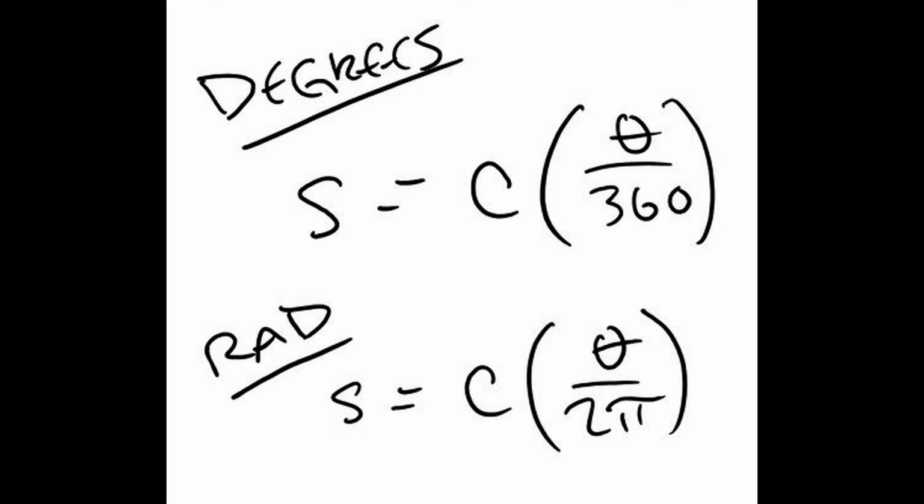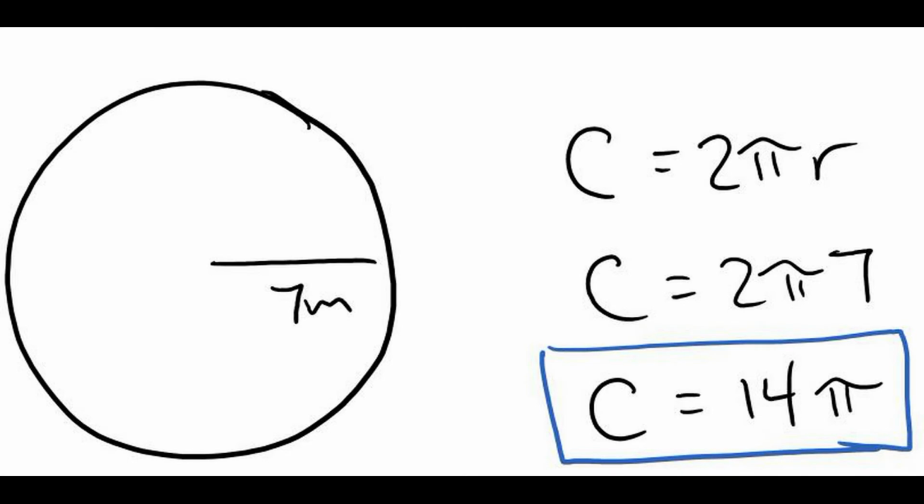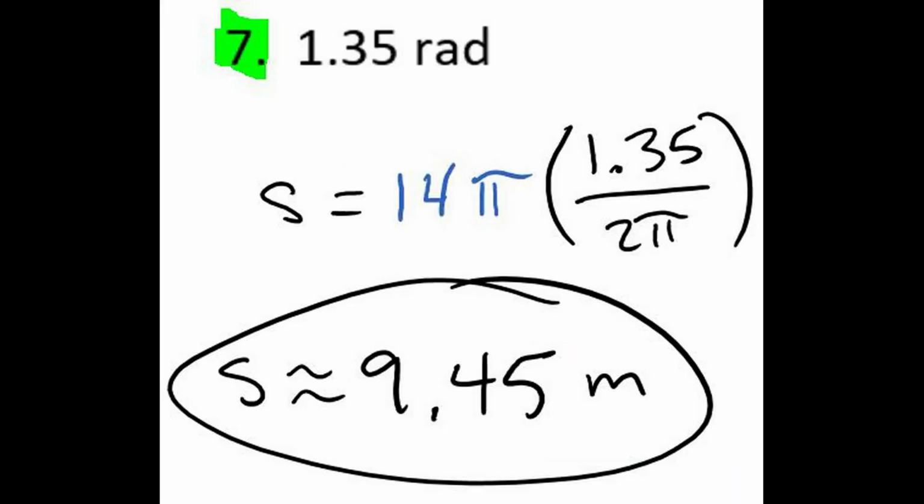Okay, so we're still going to find the circumference. We're going to plug it into this formula for the arc length. So let's look at number 7. They said, find the arc length if the central angle is 1.35 radians. So first thing I did was I found the total circumference for this circle that they're using for 7, 8, and 9, by plugging 7 in for the radius, doubling it, and then multiplying it by pi, you get 14 pi. Now that 14 pi will go in for your circumference on this formula.